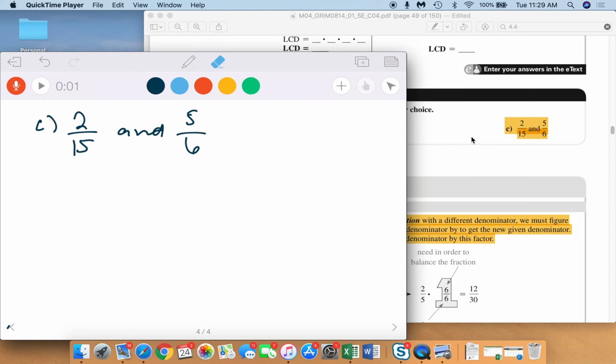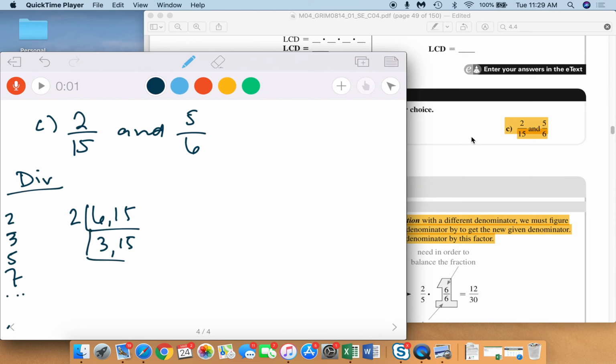All right, so we have the division method. So we have 6 and 15. We have 2, 3, 5, 7. So we're going to start with dividing by 2. That's going to give us 3 here because 6 divided by 2 is 3. 15 we can't divide by 2, so we carry down. Now neither one of those is divisible by 2, so we're done with 2.